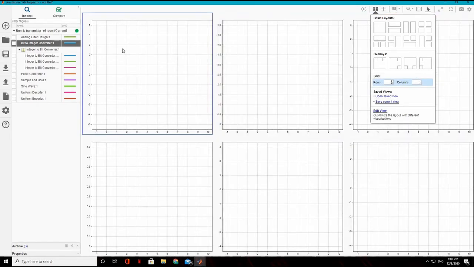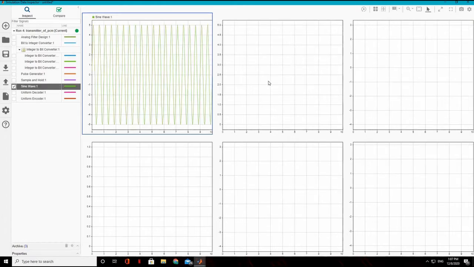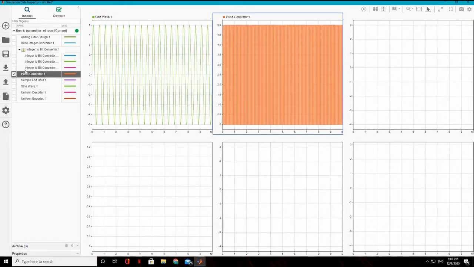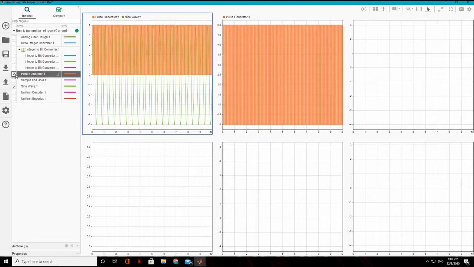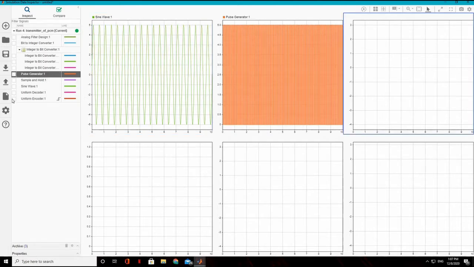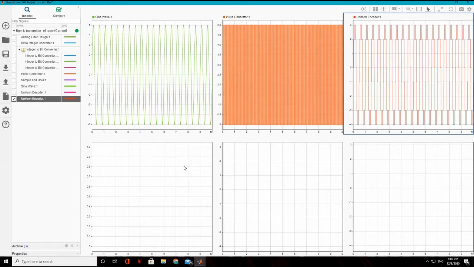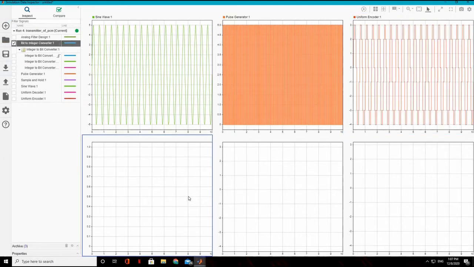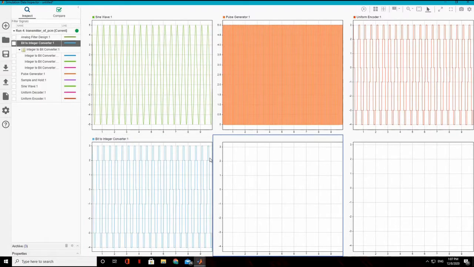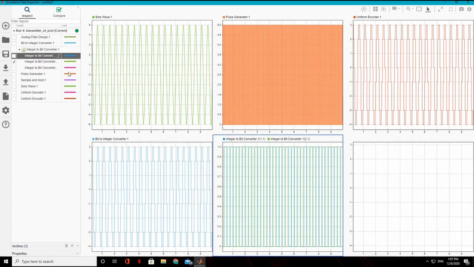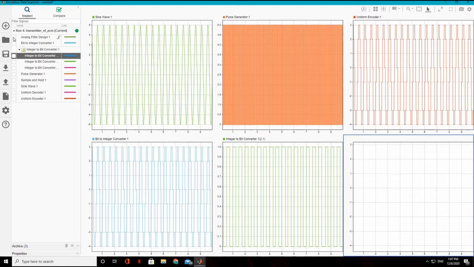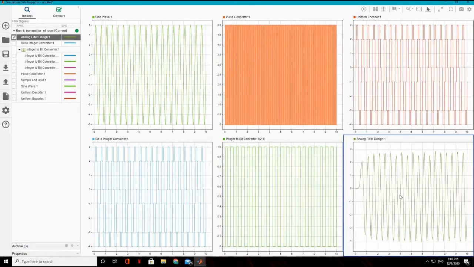3. Okay, now we have a sine wave, and then we will be having a pulse generator. See what happens if I produce a pulse upon the sine wave. You can see that only half of the sine wave is covered with the pulse, and then you have your uniform encoder. This is the output of the encoder, and then we will be having a bit to integer converter. This is the output of the bit to integer converter, and then you will be converting it into a square wave, that is the integer to bit, and then you have your final analog filter design output. This is the analog output at the receiver.